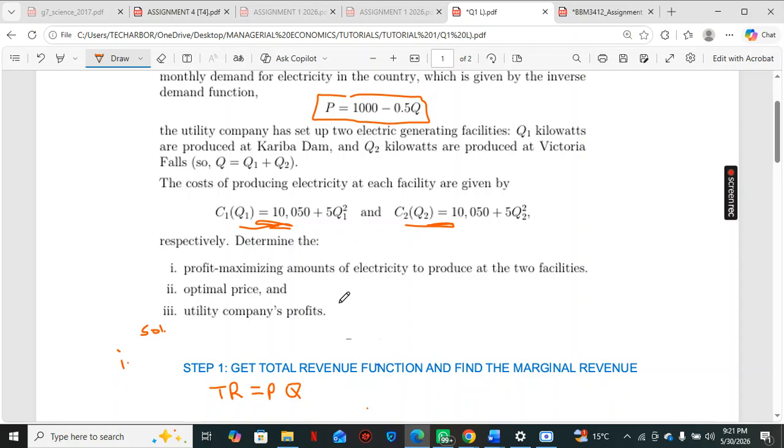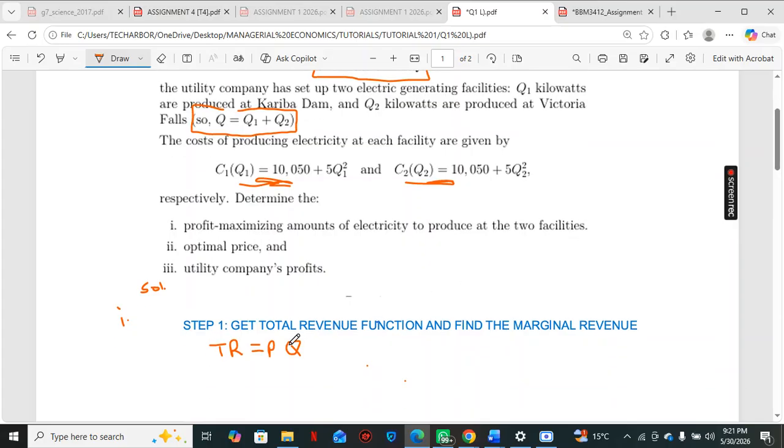Okay. So here, this method that I'm showing you is more like a shortcut method, a very simplistic way of doing this question, all right? So this expression, Q equals Q1 plus Q2, you're going to see it later in my tabulations, okay? So here, let's find our total revenue function. So Q, just leave it as it is. Don't yet substitute with Q1 plus Q2.